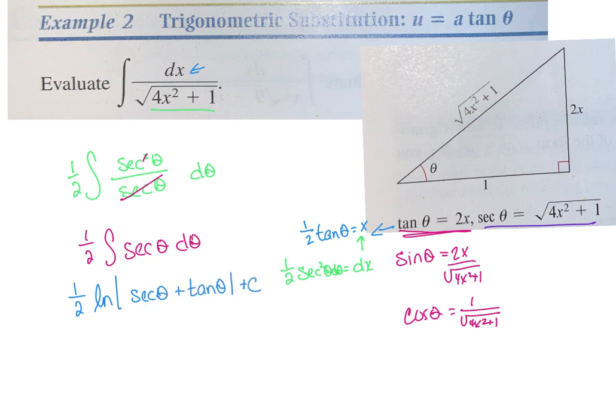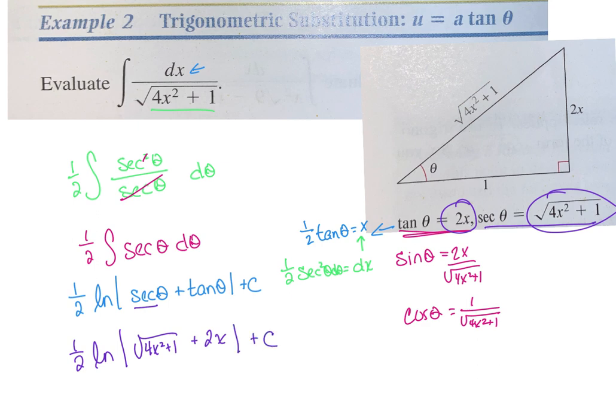And then again, I'm going to go back to my original and replace my secant with what secant was in the original, which is the square root of 4x squared plus 1. And I'm going to replace my tangent with what tangent was, which was 2x. And then I have the plus c.